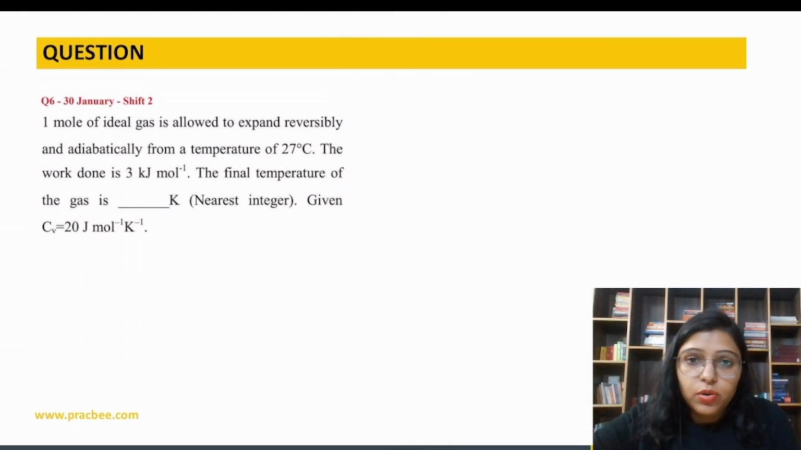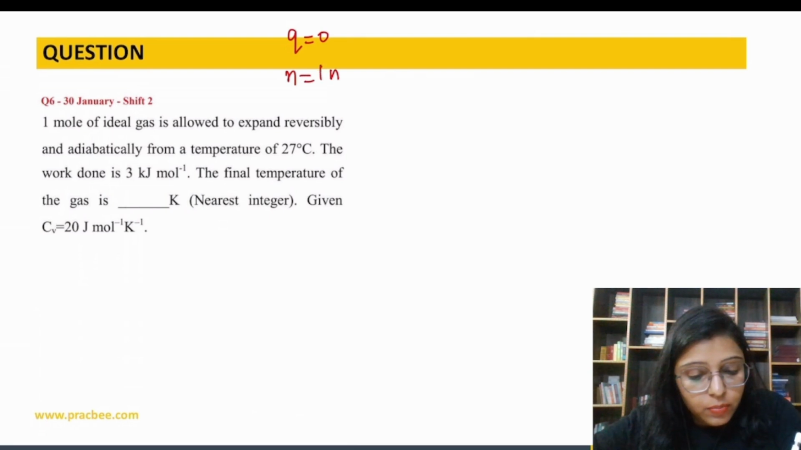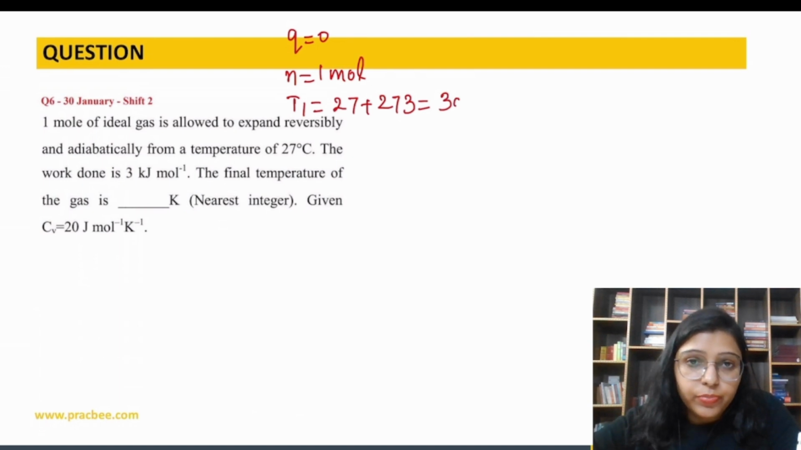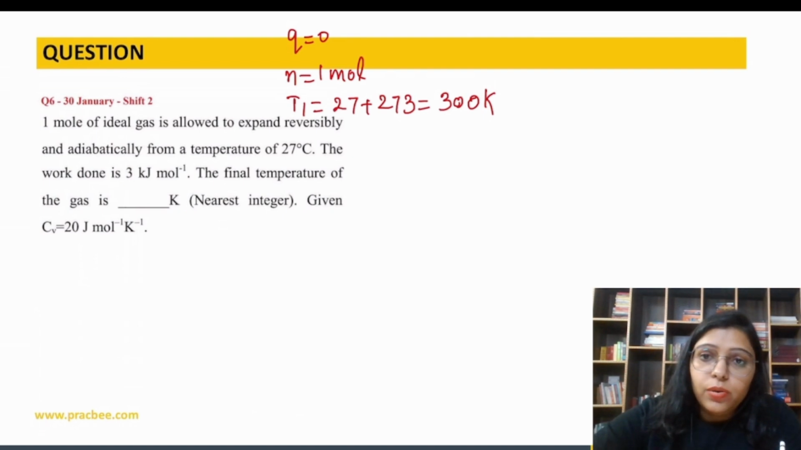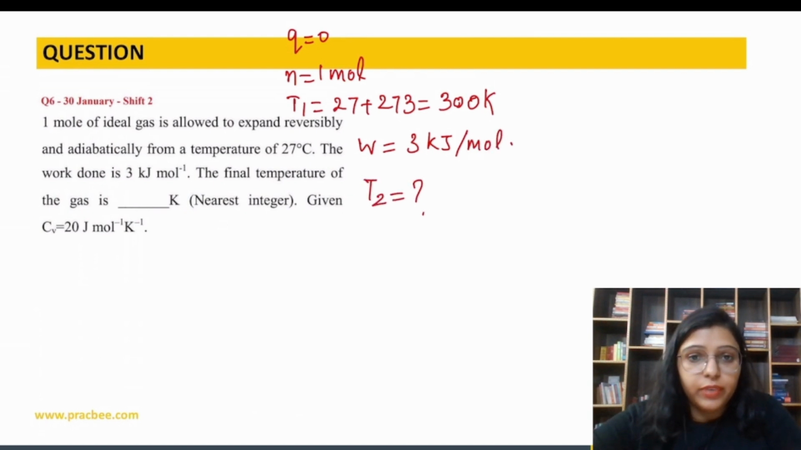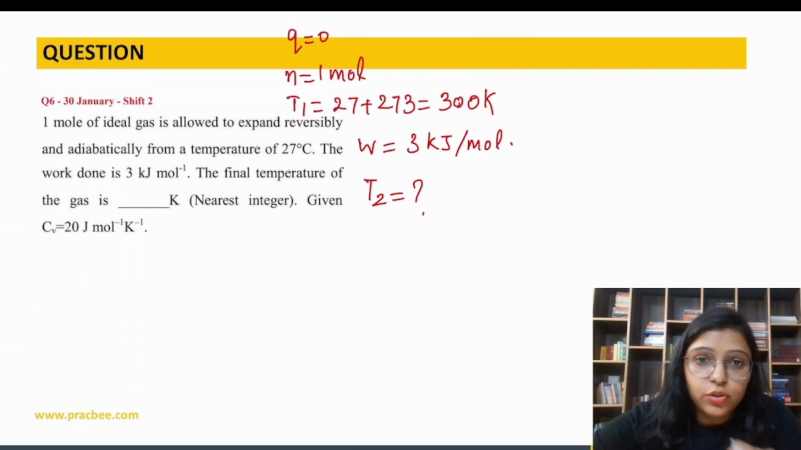It says 1 mole of ideal gas is allowed to expand reversibly and adiabatically. It means for adiabatic, heat is 0. n is equal to 1 mole, reversible adiabatic process, from a temperature of 27 degrees Celsius. T1 is equal to 27 plus 273, which is 300 Kelvin. Now work done is 3 kilojoule per mole, and we have to find out the final temperature of the gas. So how to find it?